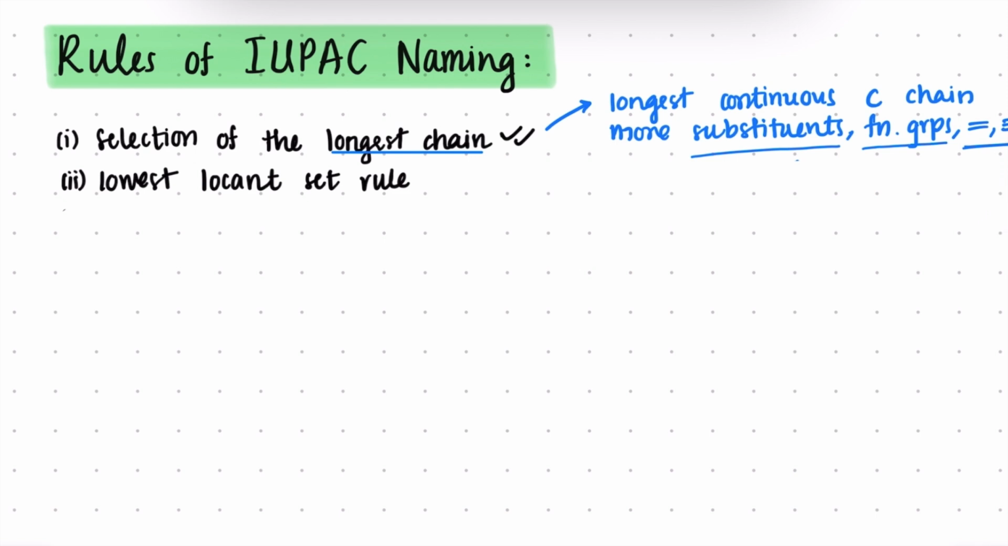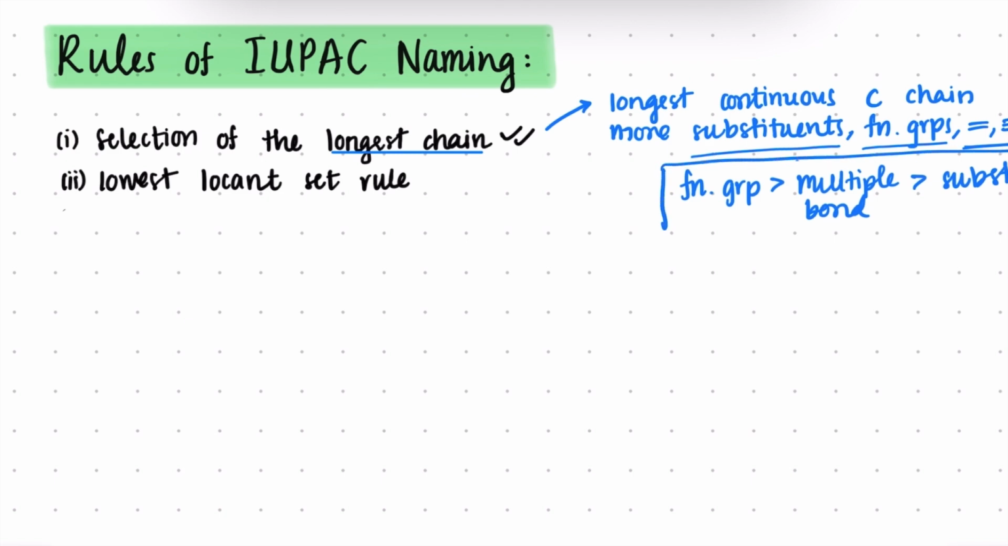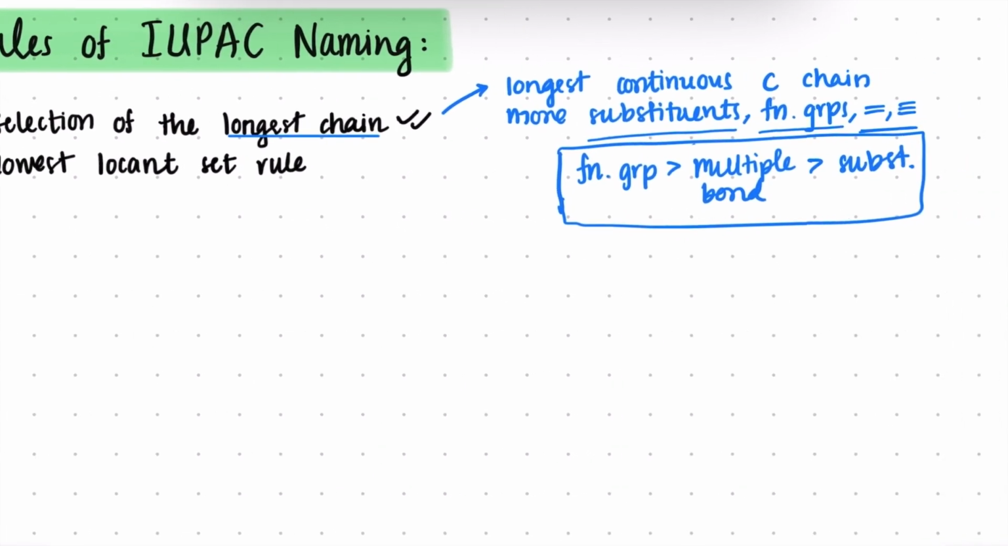So the order of importance here is very important. You would give more preference for a functional group, then a multiple bond, and then a substituent. So that's very important to keep in mind. This determines a lot of things. Now, we could go with some examples for that. Let's go to the side here.